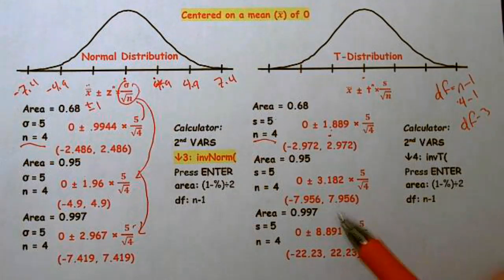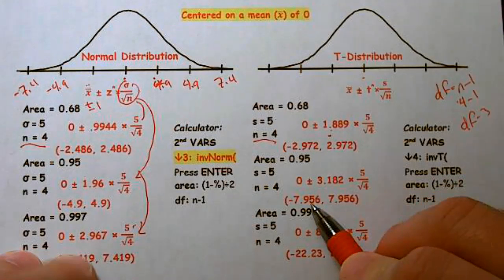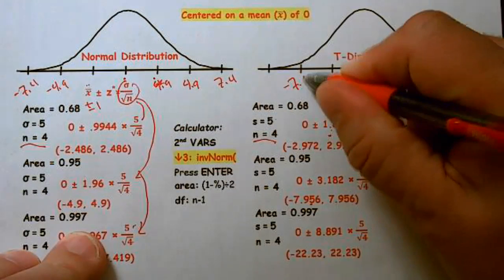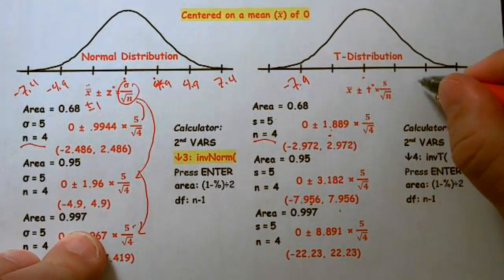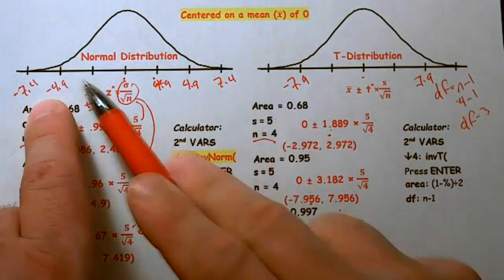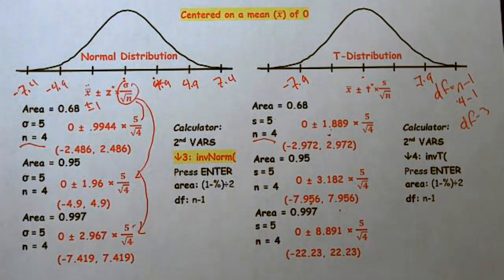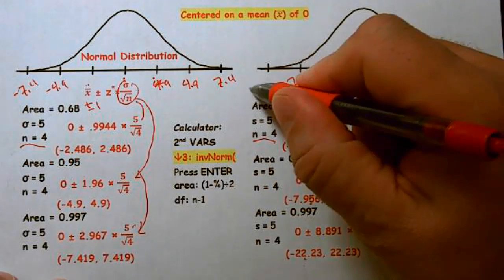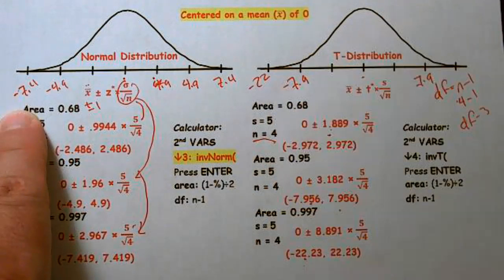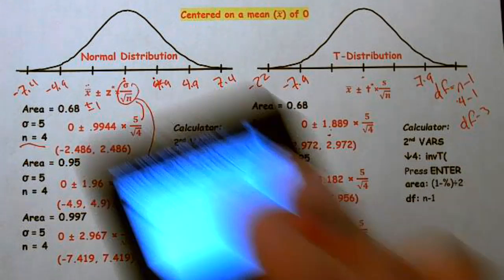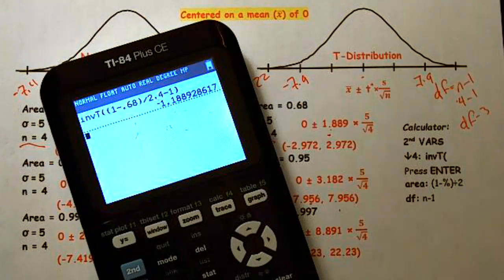And if I did it again, we find that this one is at negative 7.9, and I'll show you how I did that in just a second. And this is positive 7.9. Notice this was at 4.9 and this is at 7.9. Obviously, we're getting a fair amount larger. And look at this. This is at negative 22, and this is only at negative 7. So you can obviously see that the t-distribution is more spread out.